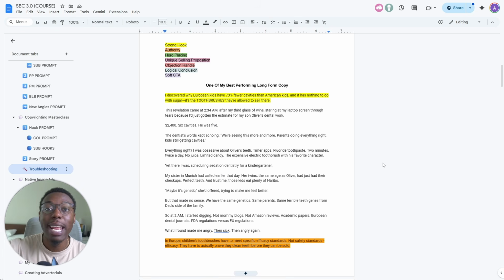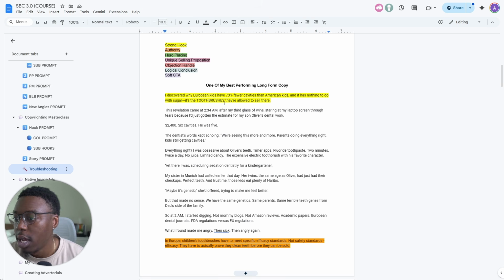Now, I'm going to read you another piece of long form copy selling the exact same product, going to the same product page, and basically tapping into relatively the same desires and pain. But let's read the beginning and see if you can spot any specific avatar characteristics. I discovered why European kids have 73% fewer cavities than American kids, and it has nothing to do with sugar. It's the toothbrushes they are allowed to sell there. The revelation came at 2:34 a.m.